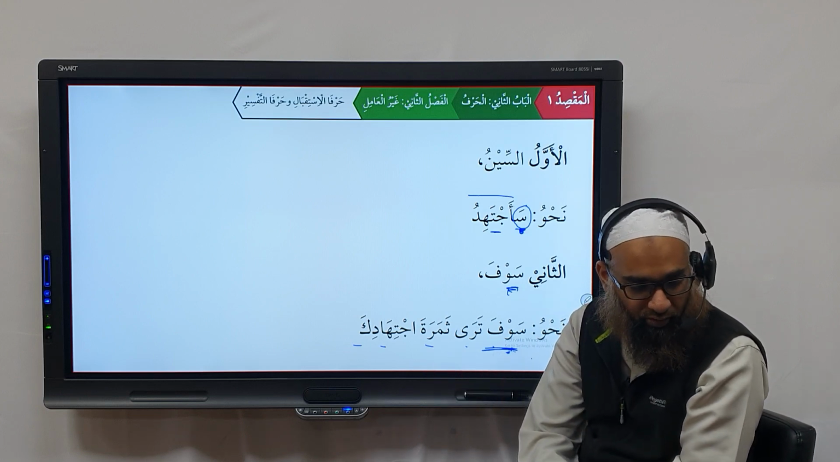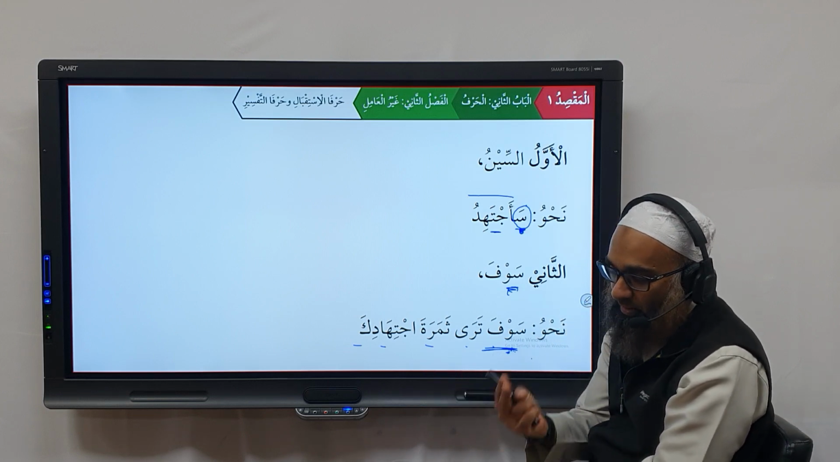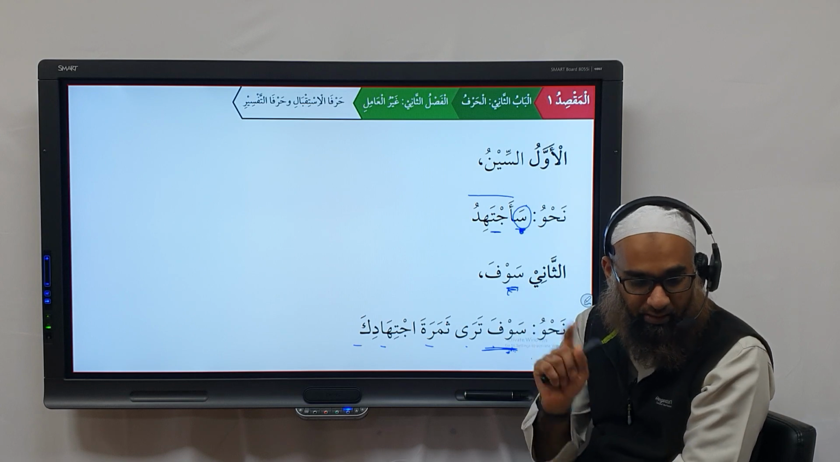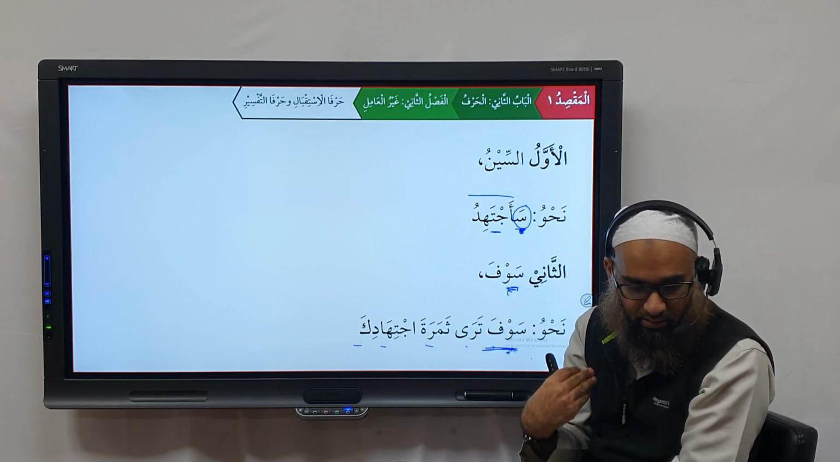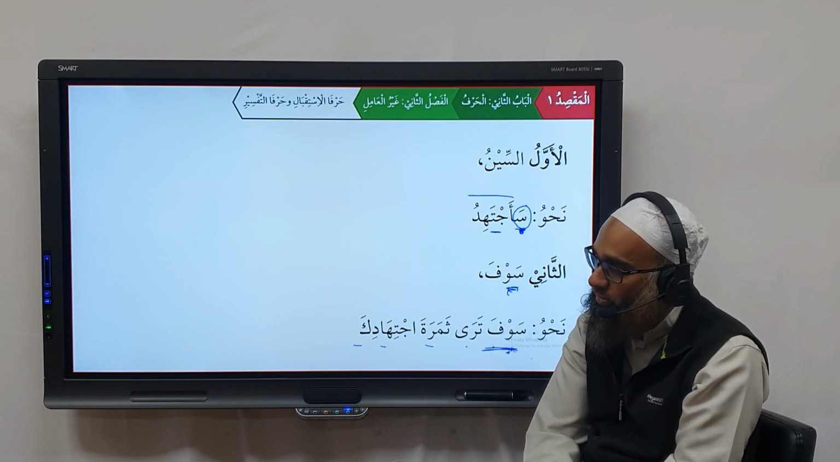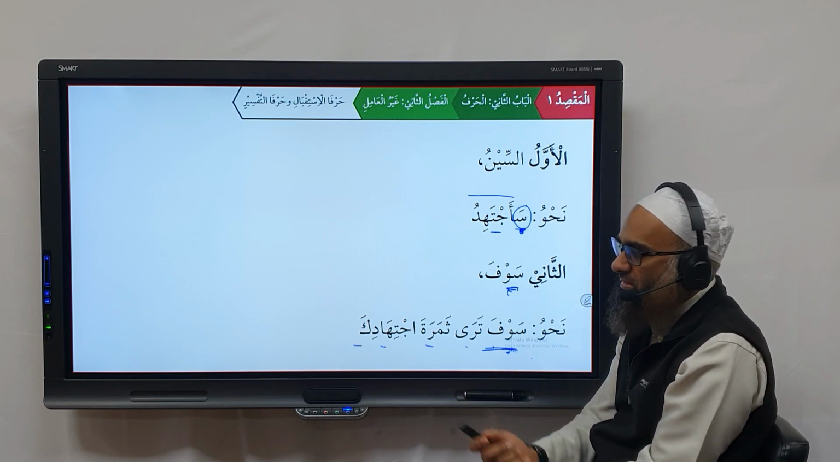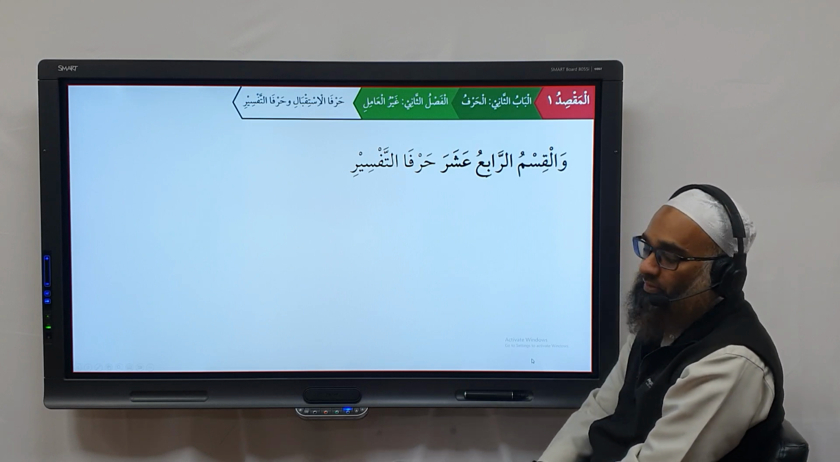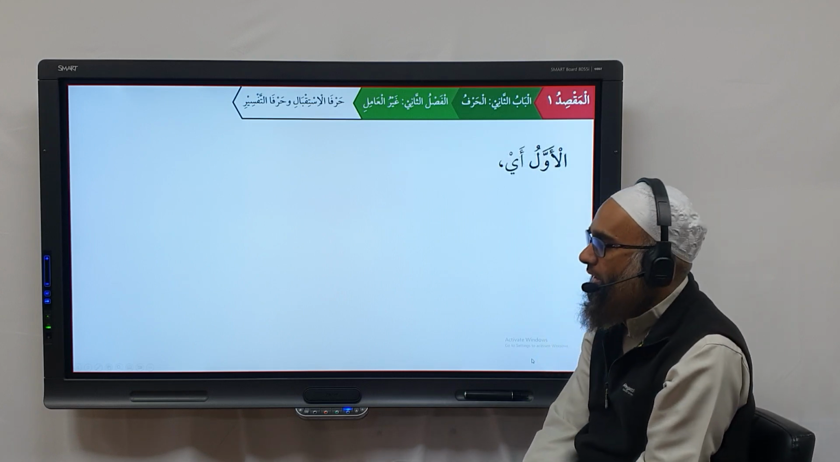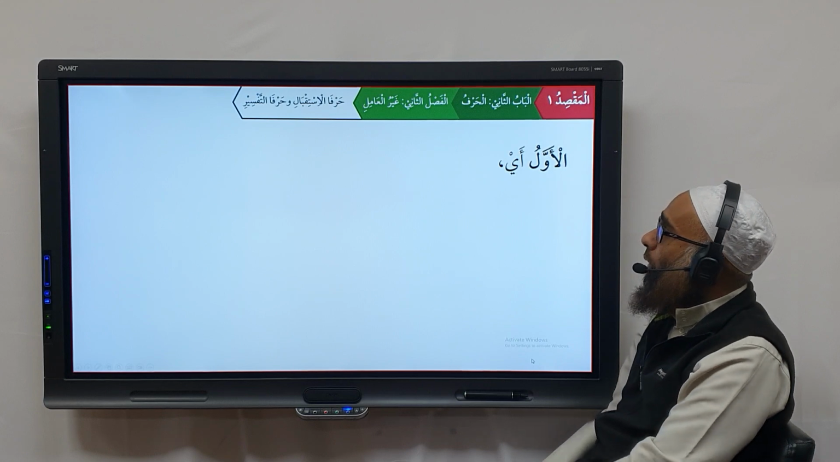So seen and sawfa, when they come onto the فعل المضارع, they make the فعل المضارع مخصوص بالمستقبل. That's what they call حرفا الاستقبال. Seen is a bit closer in the future, and sawfa is a bit more further in the future. Understood? It's quite easy. I think I explained it there really. We did that sarf last year. Next was حرفا التفسير. Okay, so الأول أي.